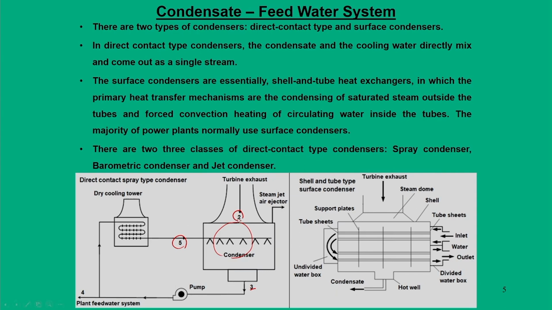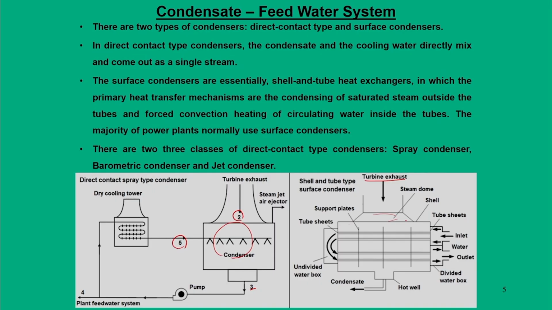Whereas in a surface condenser, which most modern power plants use, they use a shell and tube type heat exchanger. What you see is the turbine exhaust here. The turbine exhaust comes into the steam dome, which is connected to the shell, and the entire shell is occupied with this turbine exhaust. But we do not allow the circulating water to mix with the steam.